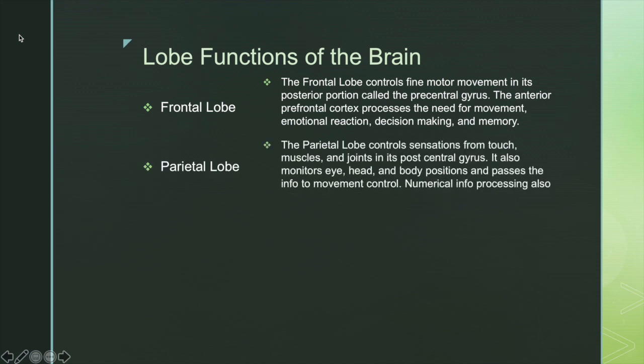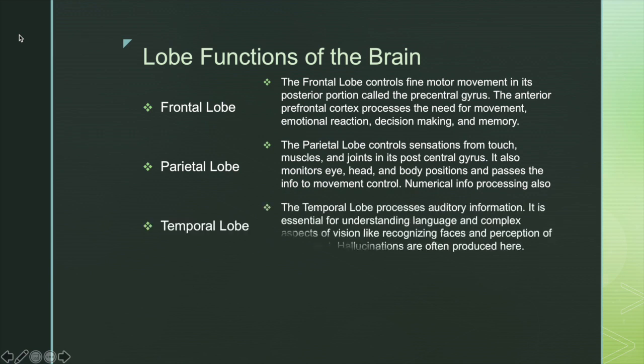The parietal lobe controls sensations from touch, muscles, and joints in its postcentral gyrus. It also monitors eye, head, and body positions and passes the info to movement control. Numerical info processing also takes place here. Our spatial awareness is taken care of in the parietal lobe, and when we're younger, we count on our fingers.